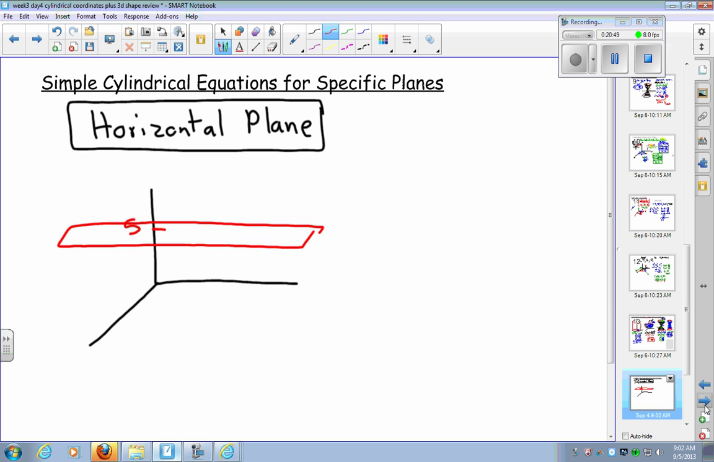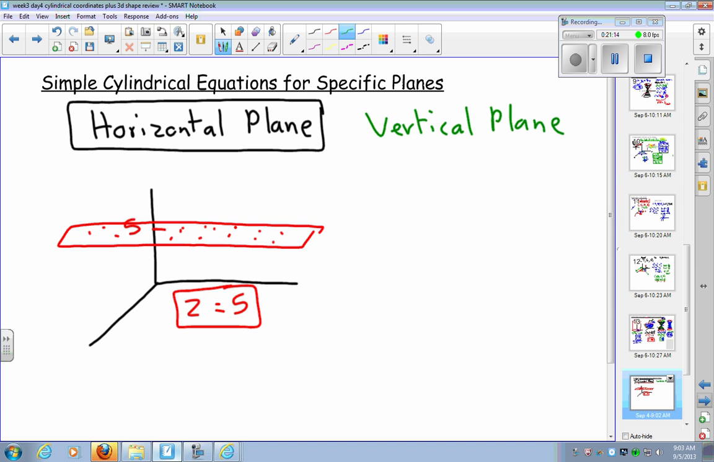What's true everywhere? Every single place on this, the x's and y's change, but the z stays the same. So that's really nice in cylindrical, but it's also really nice in rectangular because it's the same thing. Z is z in either one. But the one that's really nice is a vertical plane through the origin.